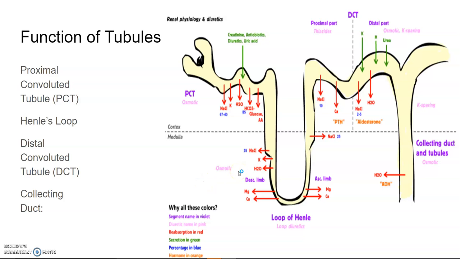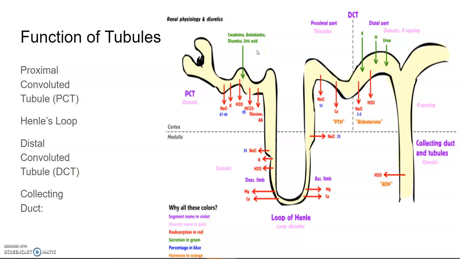Let's discuss the functions of the tubule. The first part is the proximal convoluted tubule, also called PCT. PCT is lined by simple cuboidal brush border epithelium, which increases the surface area for reabsorption. All the essential nutrients and 70 to 80% of the electrolytes and water are reabsorbed by this segment.